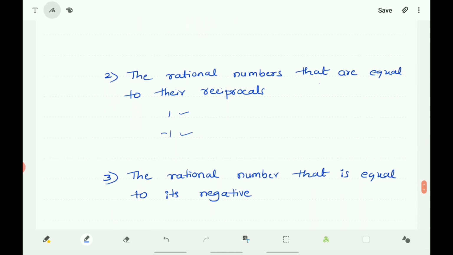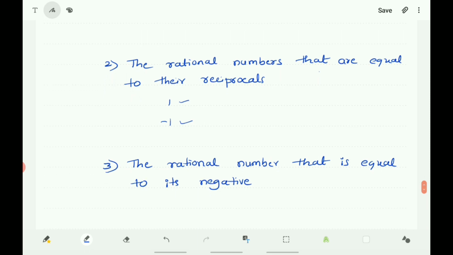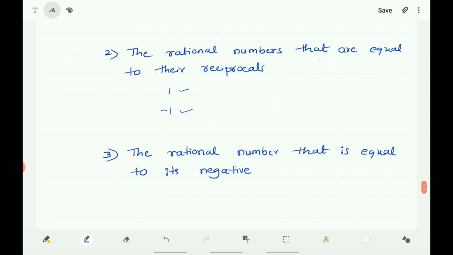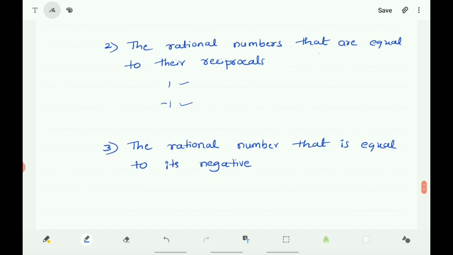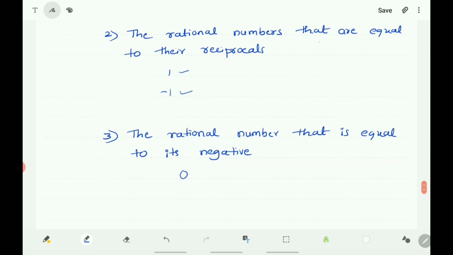The next one is the rational number that is equal to its negative. You know that the negative of a rational number means the sign changes, and equal to its negative, only one is there, that is 0. 0 is the rational number that is equal to its negative.